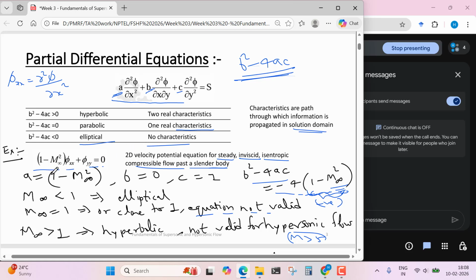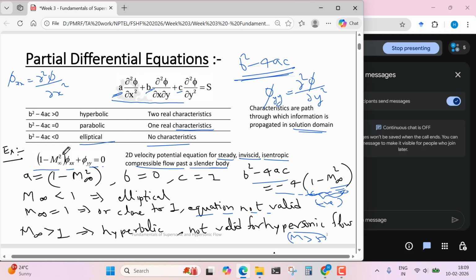So let's see one example. There is the equation (1 − M∞²) φxx + φyy = 0. Here φxx is ∂²φ/∂x², and similarly φyy is ∂²φ/∂y². This equation is the 2D velocity potential equation for steady, inviscid and isentropic compressible flow past a slender body.